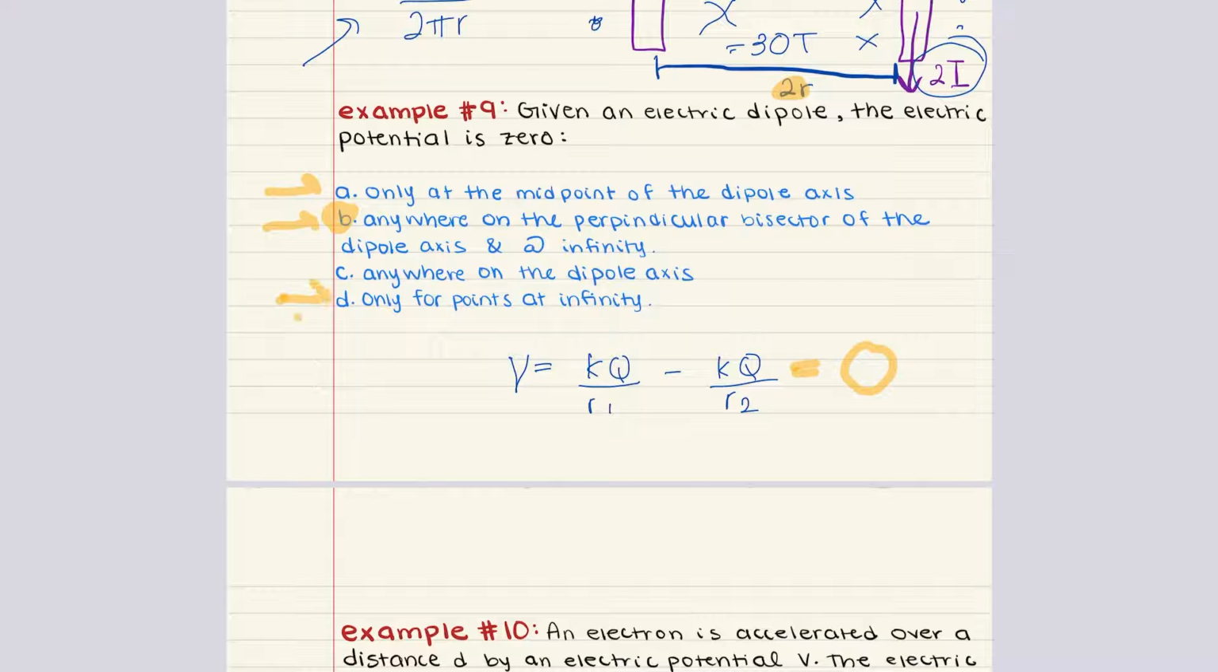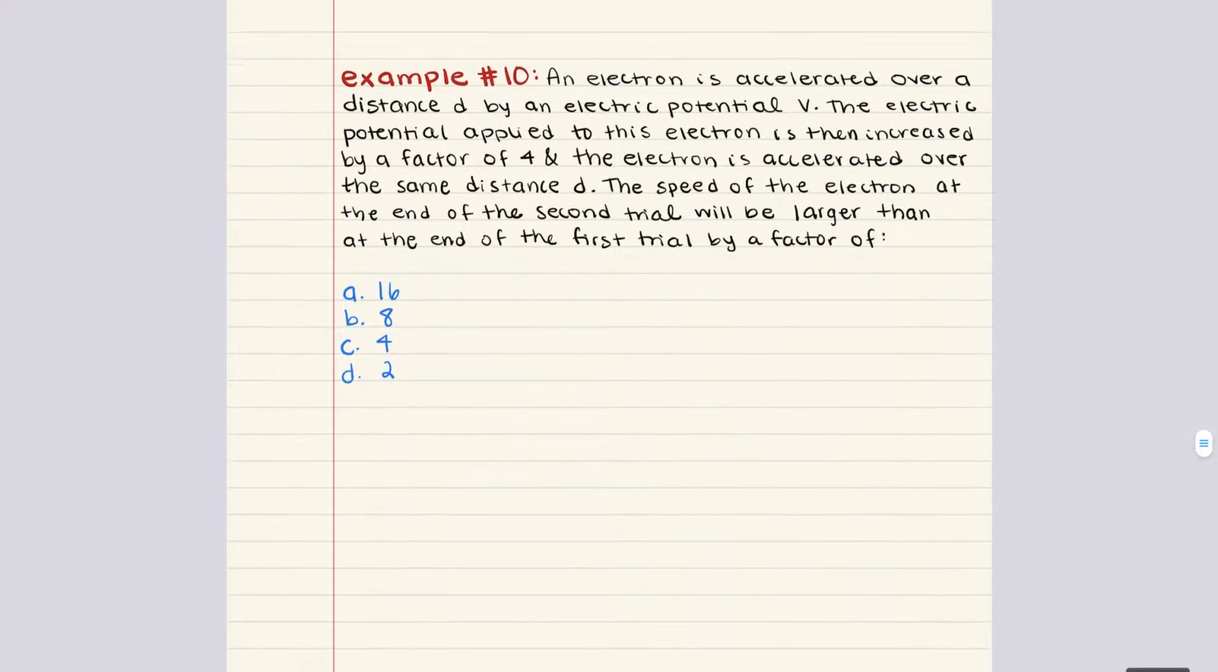And then answer choice D says only for points at infinity. While the potential at infinity is indeed zero, this is not the only location where the potential is zero. We've already established the potential is also zero along the perpendicular bisector of the dipole. So answer choice D is also incorrect, and that makes the correct answer for problem 9 answer choice B. Beautiful. Problem 10 is next.